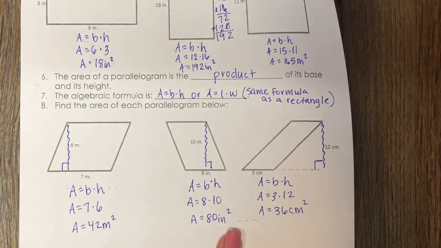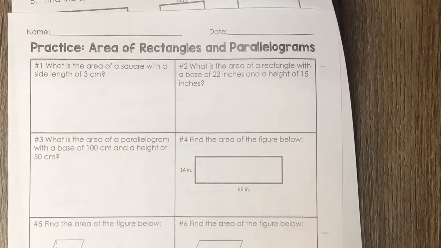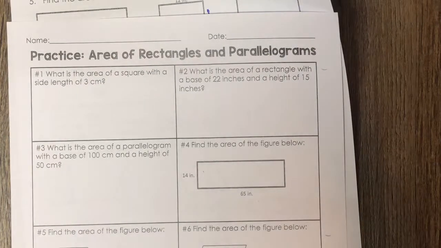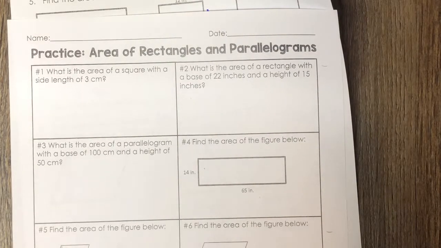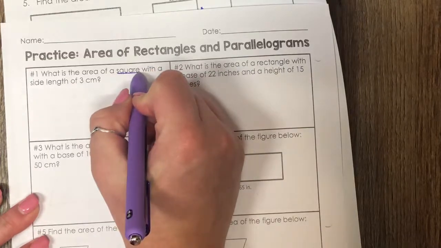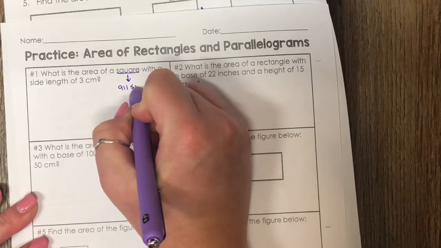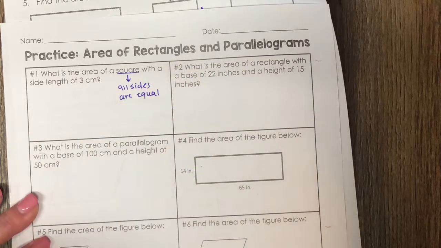All right, and if you'll flip over to the back side of your paper, you should have the practice sheet, which looks like this. So we're going to do number 1 together, and then you're going to do 2 through 7 on your own. So number 1 says, what is the area of a square with the side length of 3 centimeters? So let's remember, a square is a shape that all sides are equal. So the length of all the sides are equal. So with them just giving us one side length, we can still find the area.